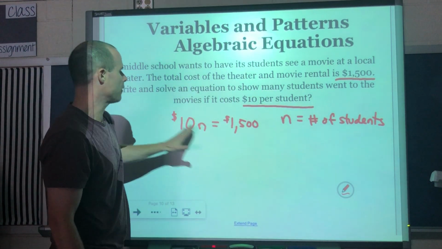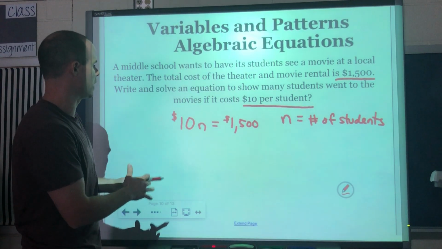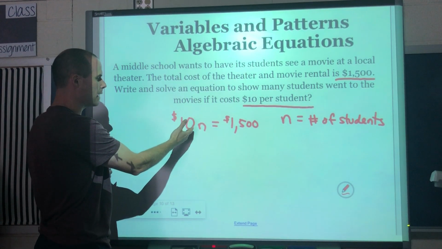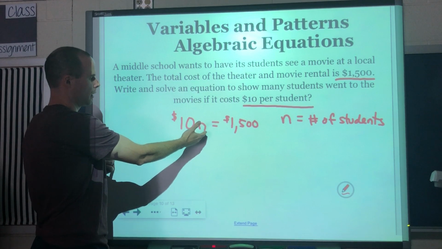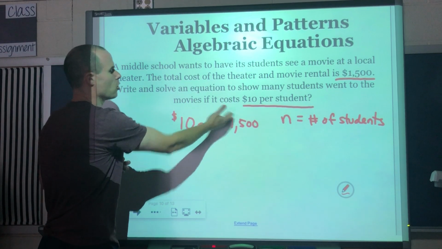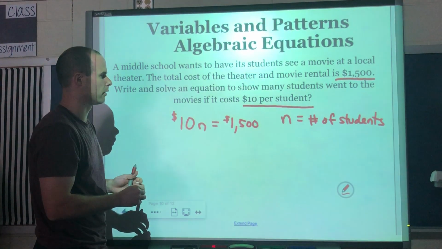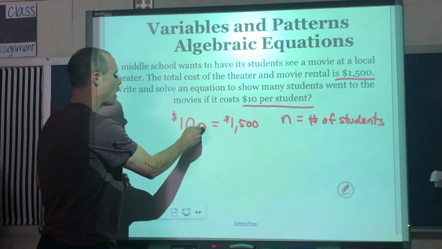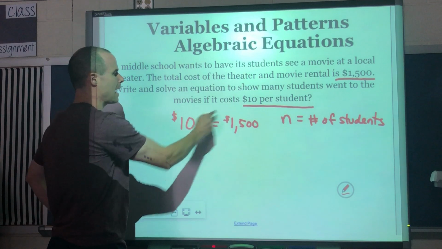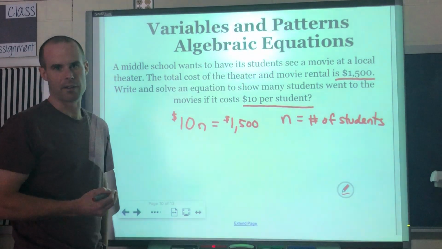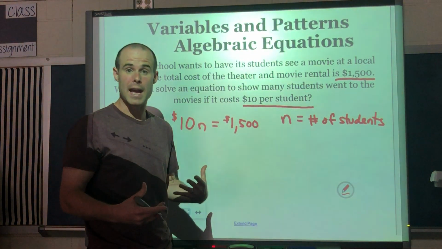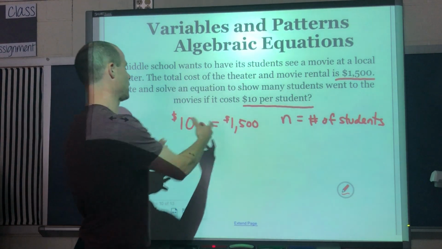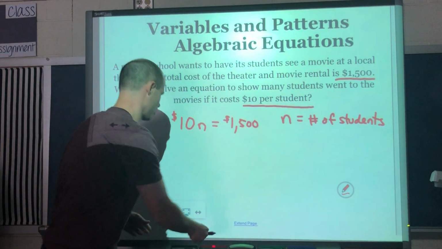So now that we have this equation, let's see what this really means. It means if I multiply $10 by some amount of students, I'm going to get a total of $1,500. And in this problem, I want to find out what that variable is. We need to find out how many times I need to multiply 10 to get up to 1,500, or how many groups of 10 it will take to get up to 1,500.